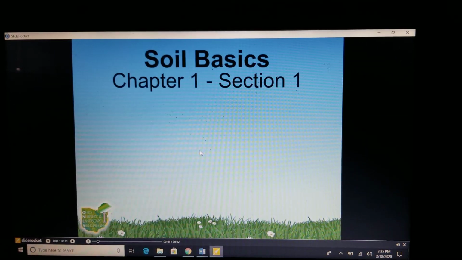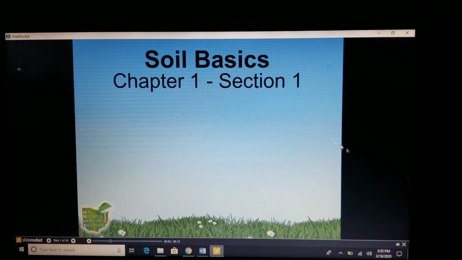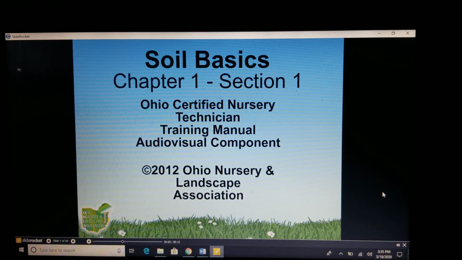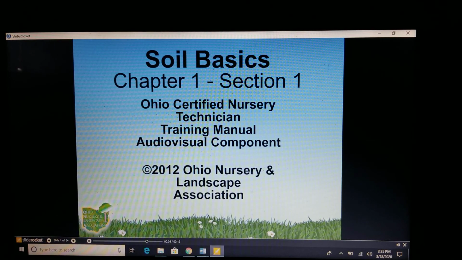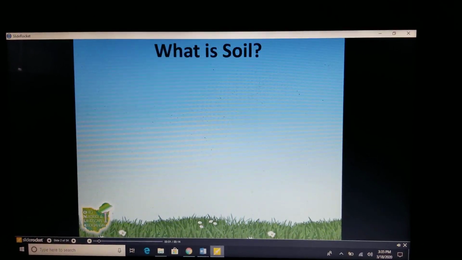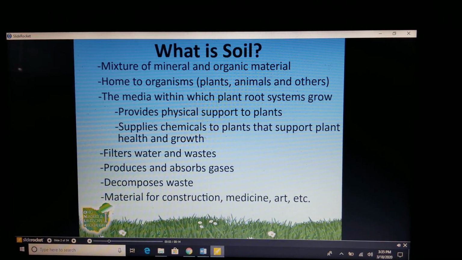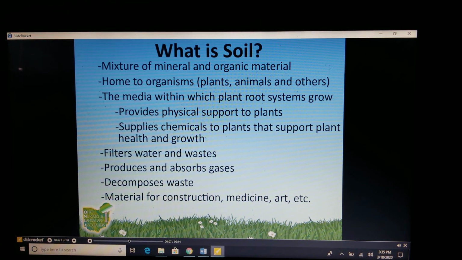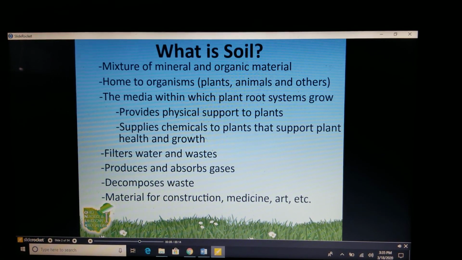Welcome to Chapter 1, Section 1 of the Ohio Certified Nursery Technician Training Manual, developed by the Ohio Nursery and Landscape Association. In this chapter, we will learn about soil basics. Soil has a wide range of attributes and can be defined in many ways. Listed here are some features and abilities of soil, including that it can house living organisms, support plants, decompose waste, and be used as a material resource.